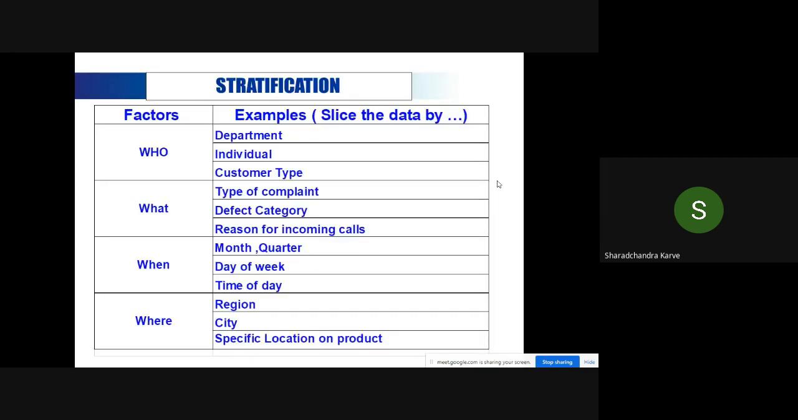Stratification is slicing data by who: department, individual, customer type; then what: type of complaint, defect, reason for incoming calls; then when: month, quarter, day of the week, time of the day; then where: region, city, specific location. These are just guidelines. It depends on your project and how you need to slice and dice the data, and from that you can take out information on why this is happening. That tool is called stratification. So let us look at an example. Next slide, please.